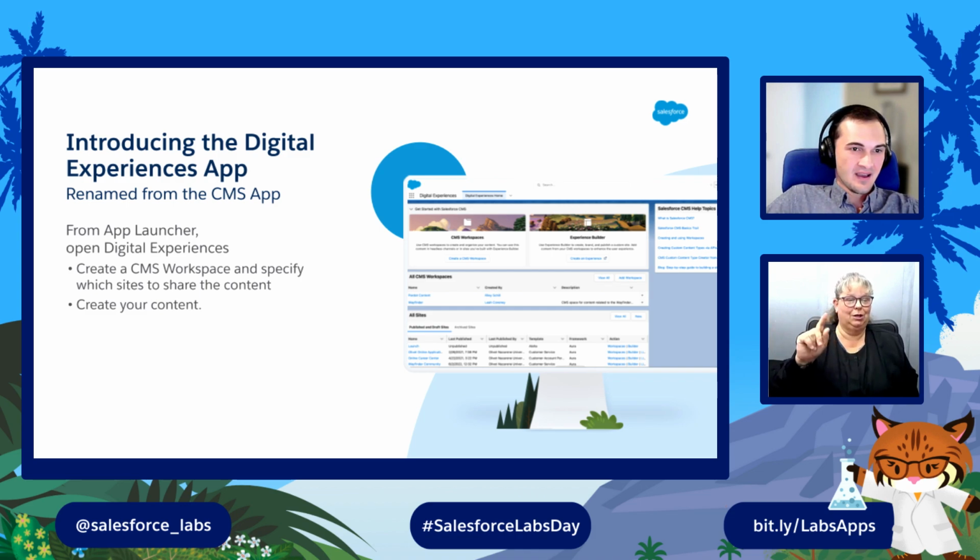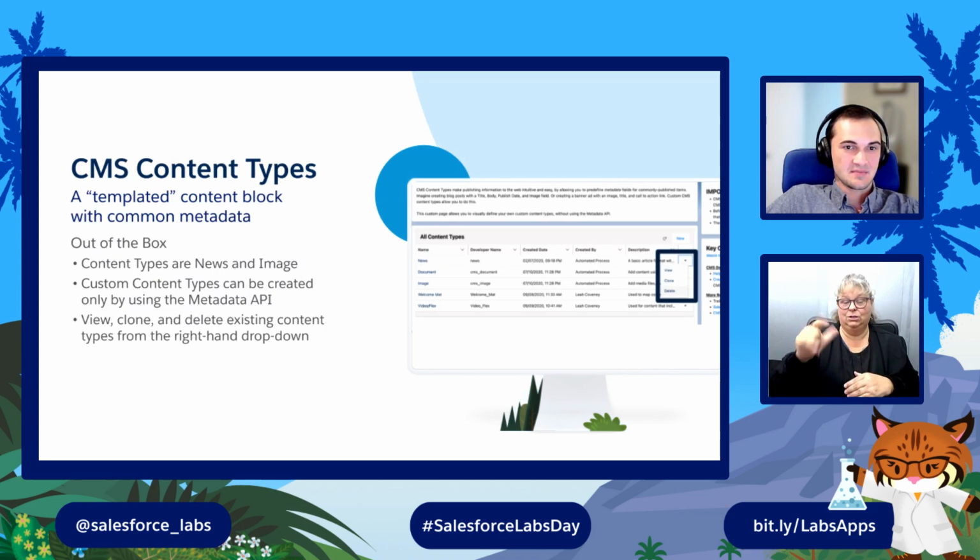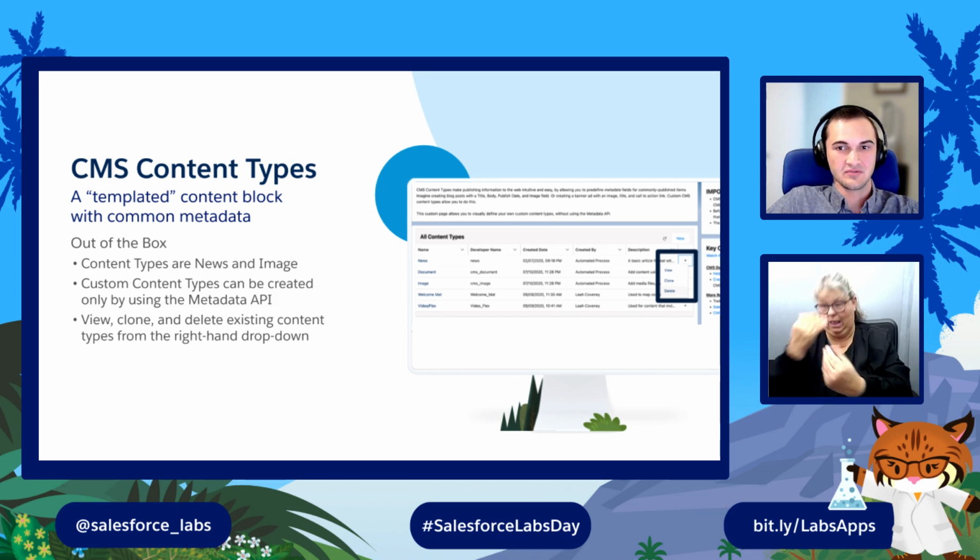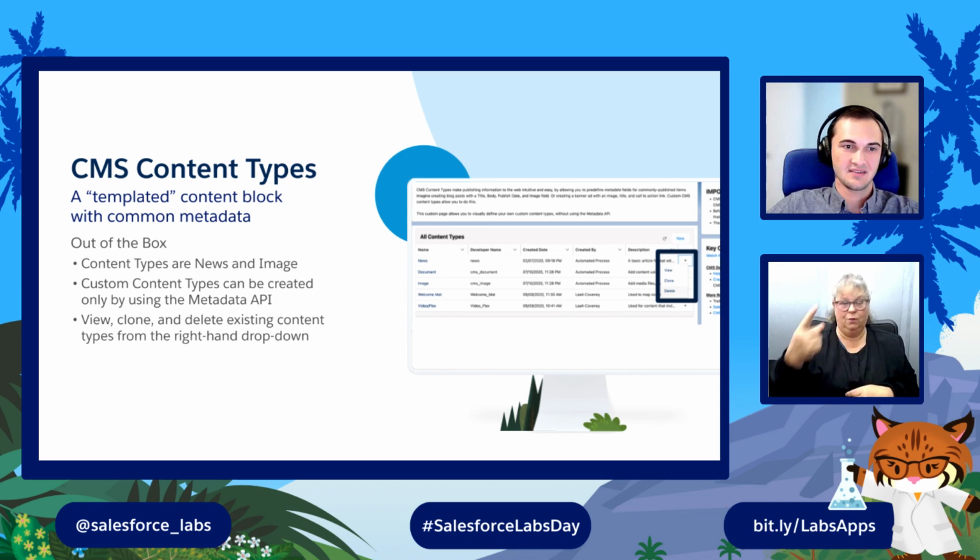So, in the Digital Experiences app, there are two default content types. That's news and images. Think of content types as if they are a template that you can clone for use in any workspace. And then there's a handy drop-down that lets you view, clone, and delete. However, an admin can't create a custom content type. Out of the box, you can only create custom content types using the metadata API. And that is where CMS Content Type Manager comes in.